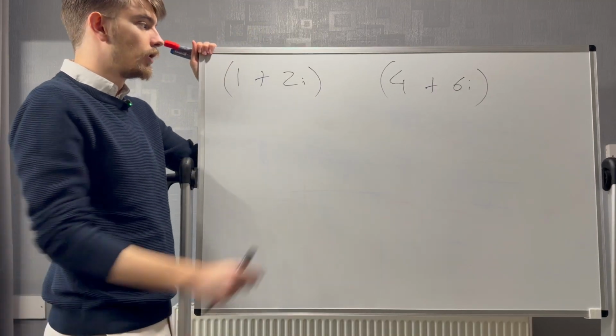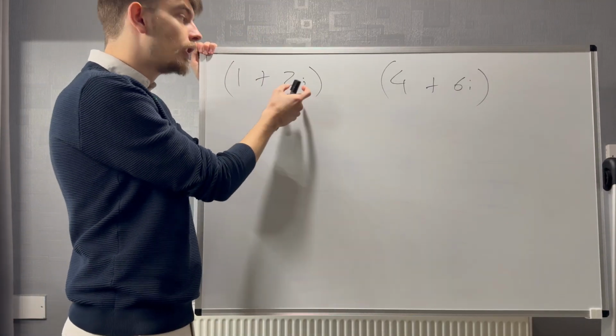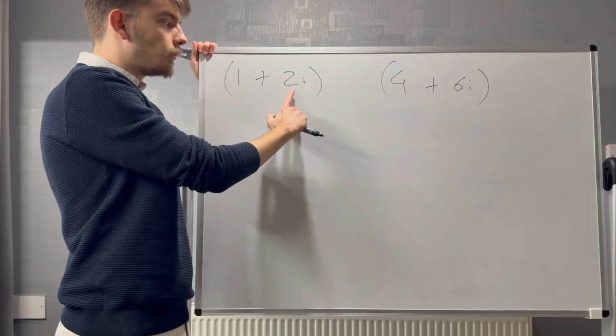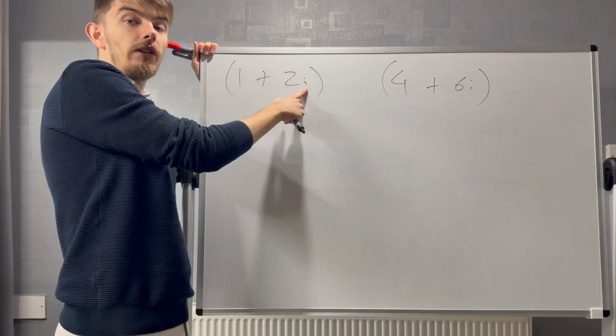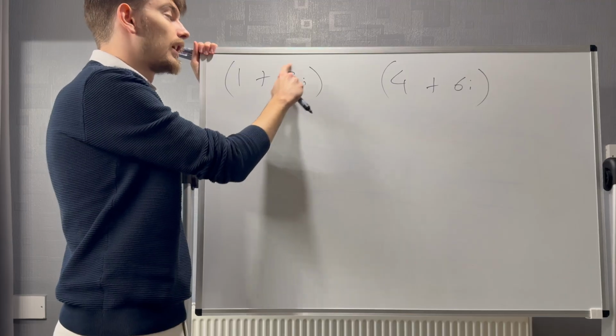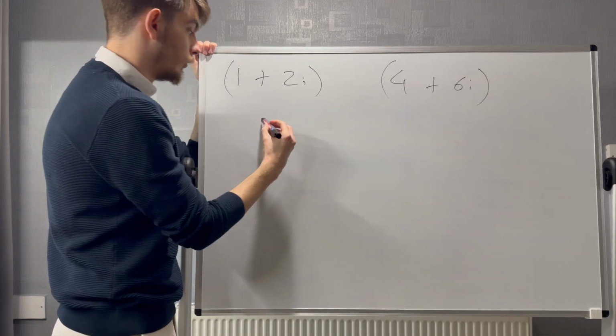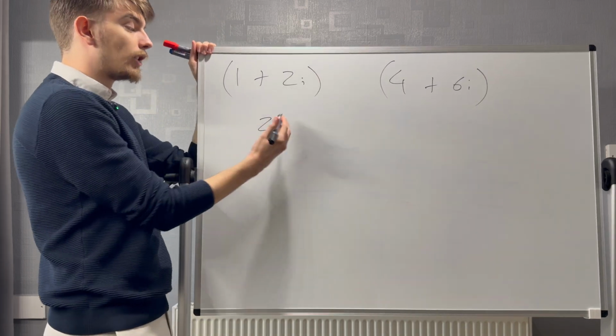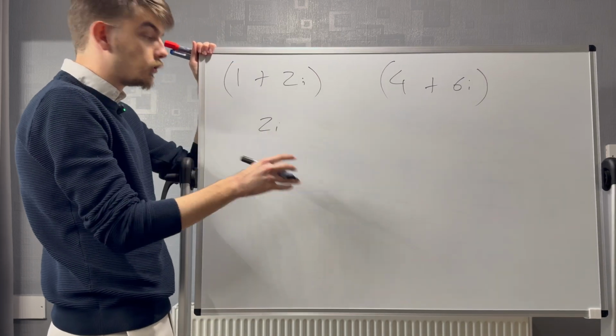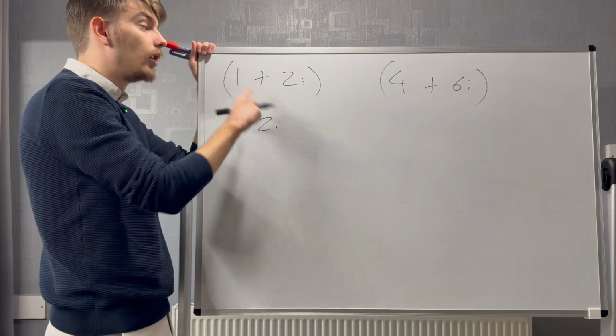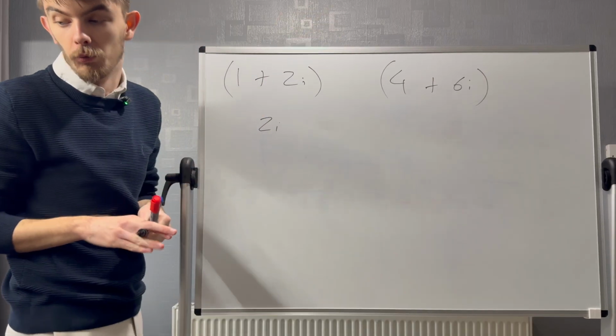Just a brief caveat again, the 2i is a real number times an imaginary number, but because they are multiplied together, it makes an imaginary number. So, on its own, this is not a complex number, even though it's got a real and an imaginary part. They have to be added or subtracted from one another.